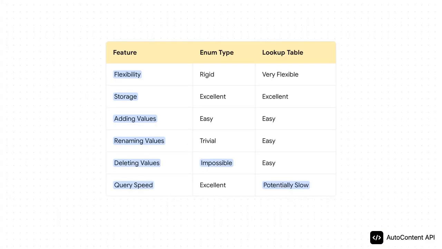This table really lays it all out. When it comes to things like storage, adding new values, or even renaming them, they're both fantastic, but you've got to pay very close attention to those two bolded rows. First, deleting values. With an enum, it's literally impossible. The feature just doesn't exist in PostgreSQL. And second, query speed. Enums are wicked fast, but lookup tables, well, they have a potential weakness that can really slow your whole application down.